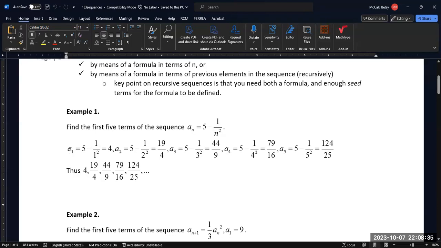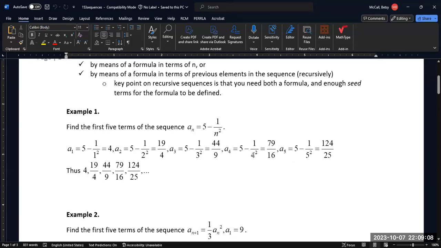Okay, so for the first term in the sequence, we're going to replace n with 1. So we have 5 minus 1 over 1 squared. 5 minus 1 is 4. So that's the first term in our sequence. For a_2, we replace n with 2, so 5 minus a quarter, and if you simplify that, you get 19 over 4. And then for the next term, a_3, we replace n with 3. 5 minus a ninth simplifies to 44 over 9, and so on.